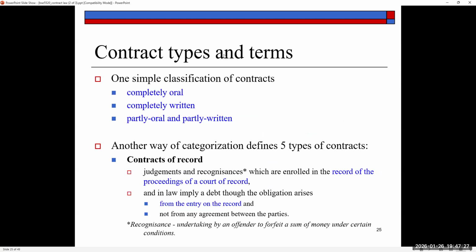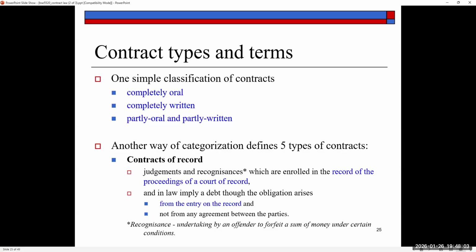Then, contract types and terms. What are the different types of contracts? What are the different terms of contracts? Well, we may classify contracts in different ways. For example, one way is to classify by looking at how the contract was formed. It could be completely oral. It doesn't need to always be in written form. It could be an oral contract, an oral agreement.